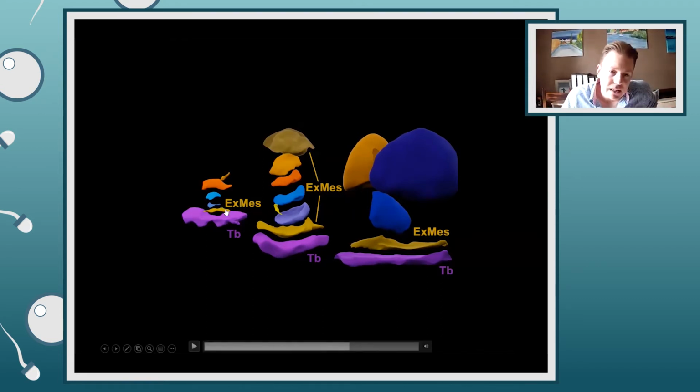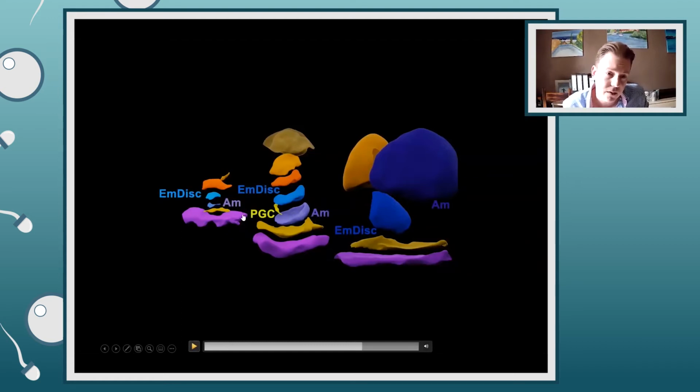Then we have this layer of extraembryonic mesoderm, and the extraembryonic mesoderm then grows around the whole embryo. So this is why you have this sort of cap here, and this is at the later stages. We then have amnion and embryonic disc, which forms this bubble here. So this is the embryonic disc. This is the actual embryo here, 1, 2, and 3.